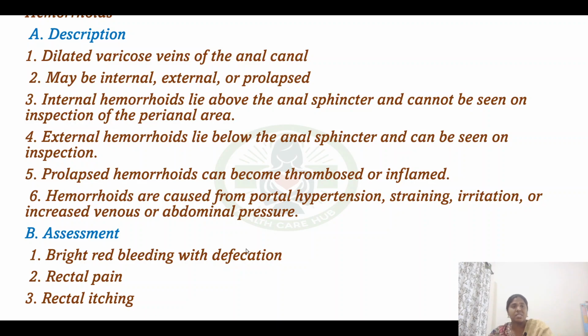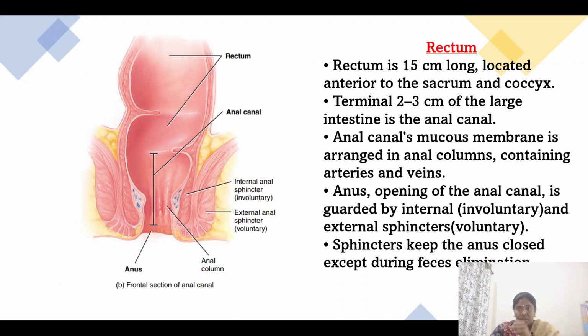So how are we going to assess hemorrhoids? The patient will complain of bright red bleeding during defecation and rectal pain, and also rectal itching. When I look at the rectum, it is around 15 centimeters long. It is located anterior to the sacrum and coccyx. So here we can see, just before the sacrum we will find this anterior portion of the rectum, and the terminal portion is 2 to 3 centimeters long.